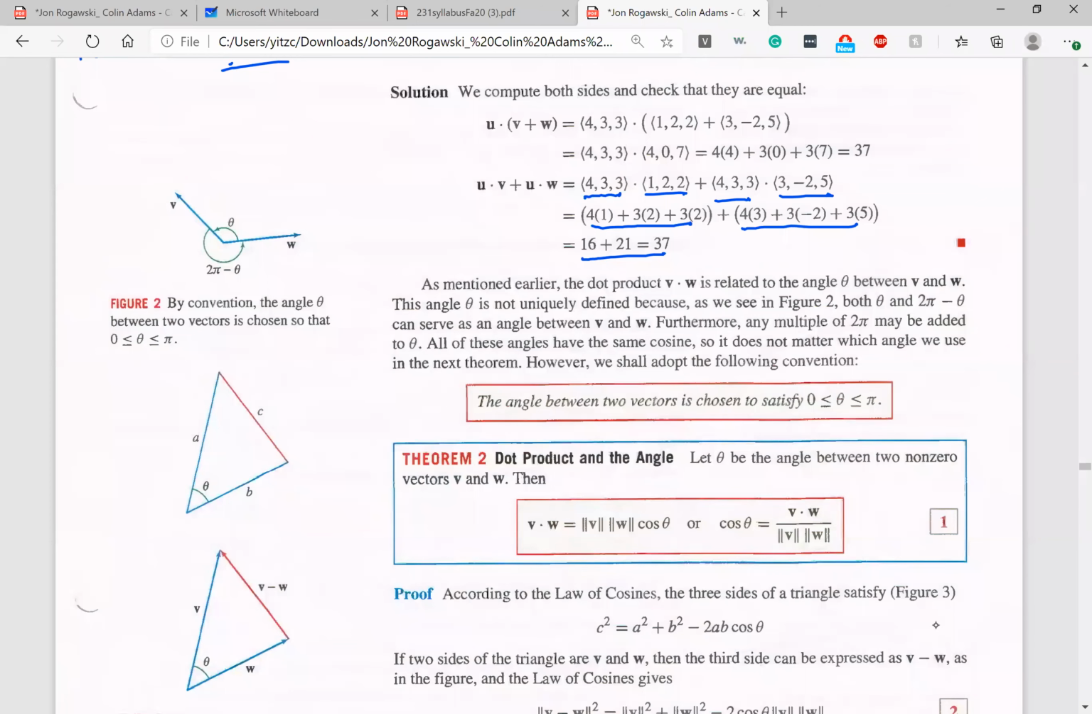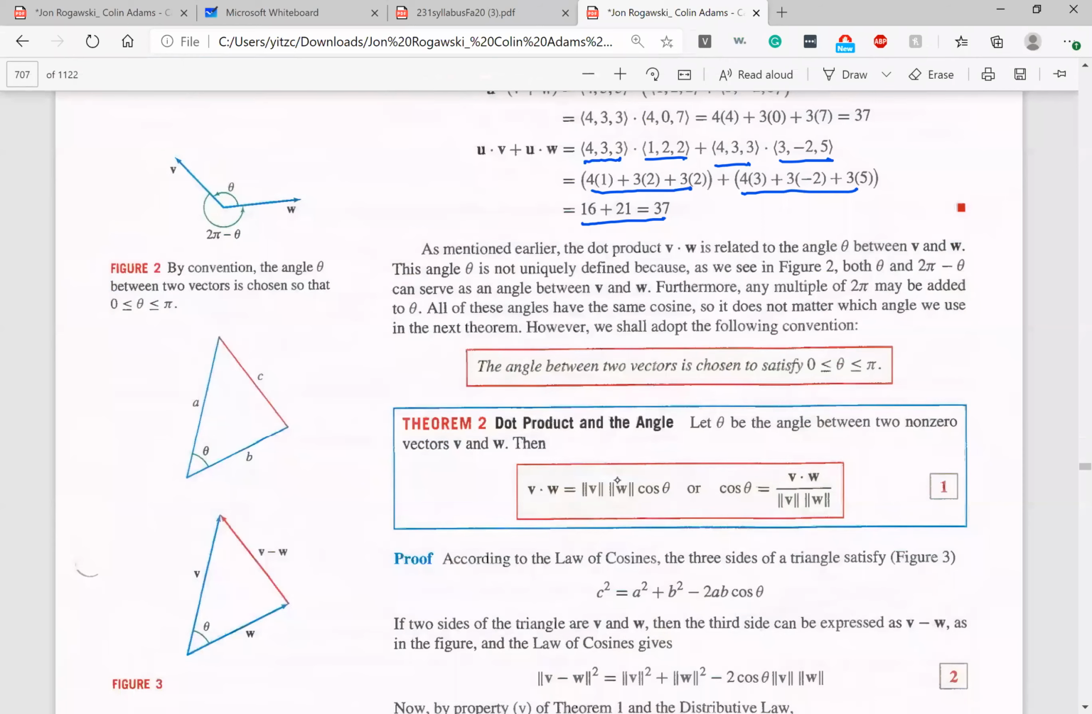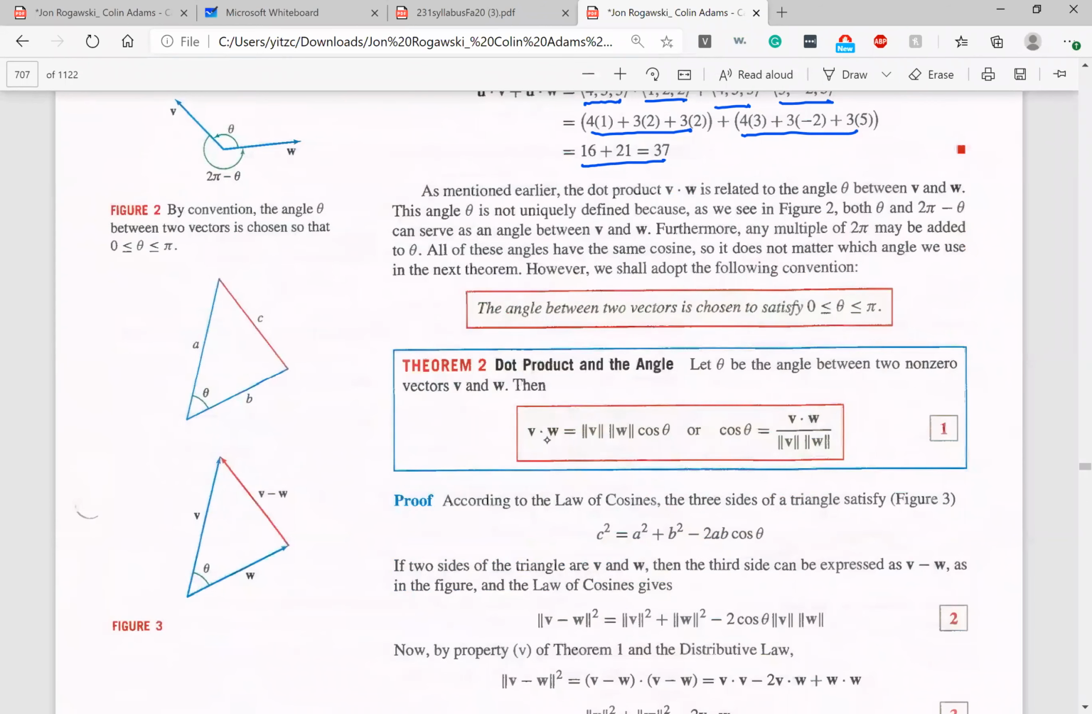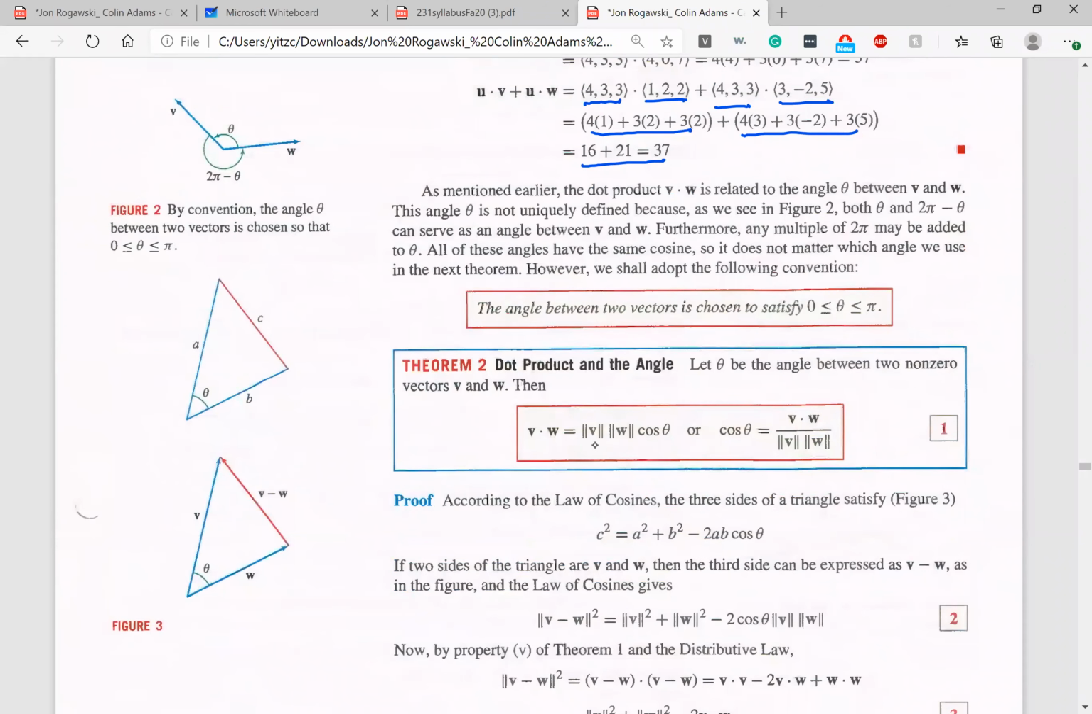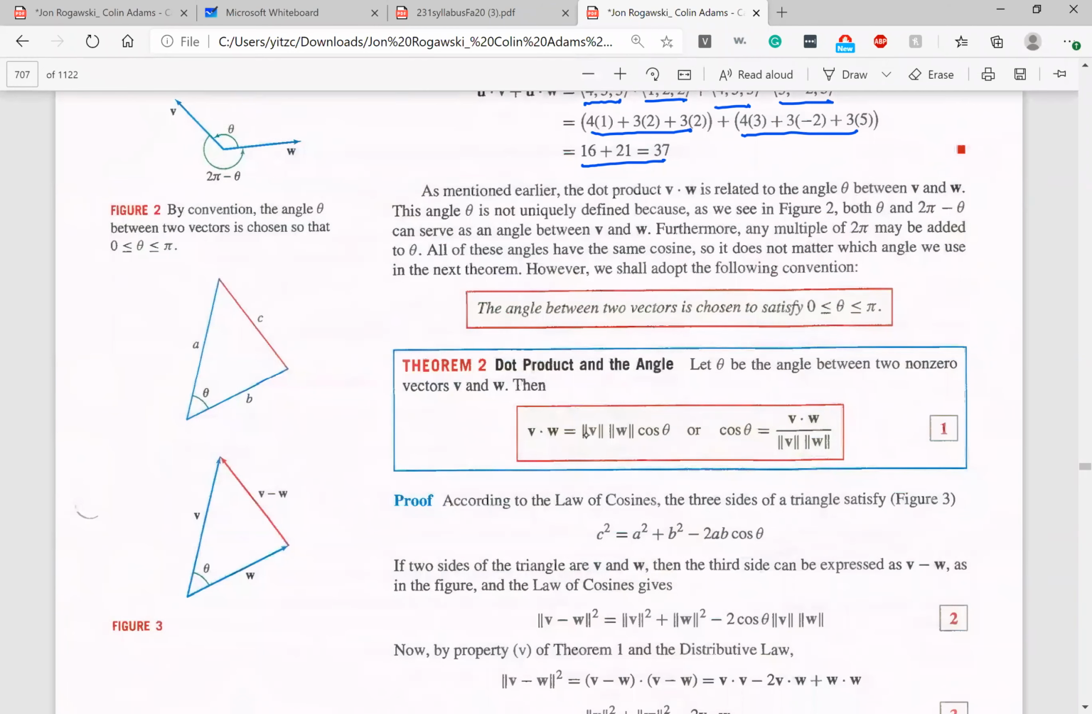Okay, perfect. So here are those two equations. V dotted with w is equal to the magnitude of v times the magnitude of w times cosine of theta, or the cosine of theta is equal to v dotted with w over their magnitudes. So how do we prove this equation?